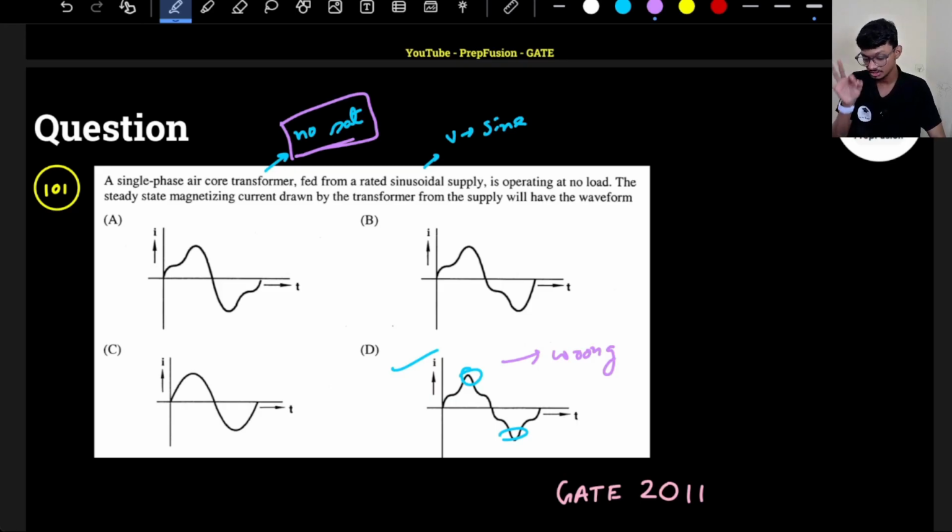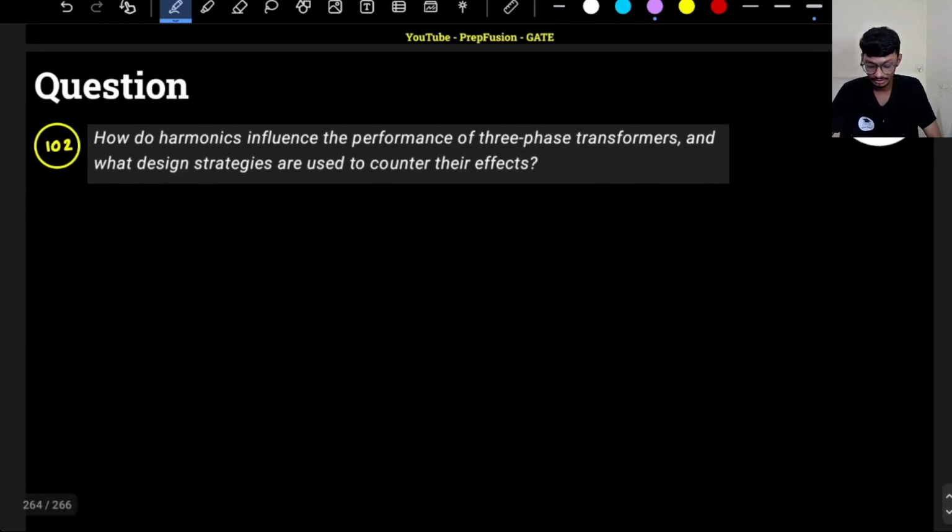So here, as the core is not saturating, hence the current will also be purely sinusoidal. If voltage is purely sinusoidal, current also will be purely sinusoidal because the core is not saturating. If the core were saturating, then it would have been peaky. Then the magnetizing current would have been peaky. Okay, please don't mug things up. Okay. Now let's discuss this.